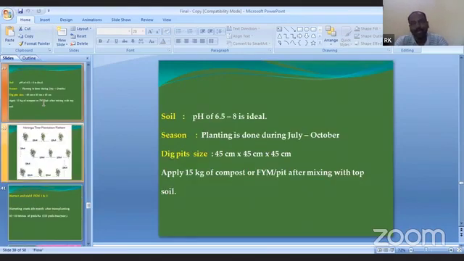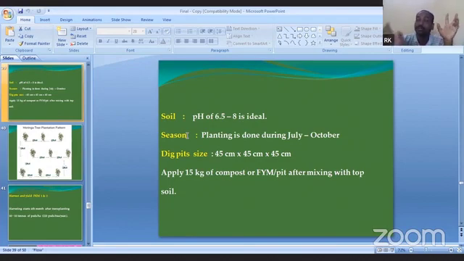Okay, the planting soil: what is the suitable soil? A pH value of 6.5 to 8 is ideal. For the season, planting is done during July to October, which is a very good season. For the pit size, 30 centimeter is okay, and 45 centimeter into 45 centimeter is also good. If your field conditions are good, you can go for only 30 centimeter, with no need for 45 centimeter.